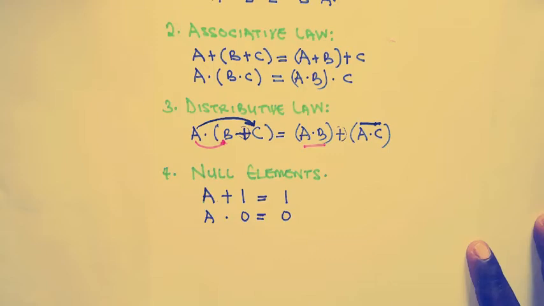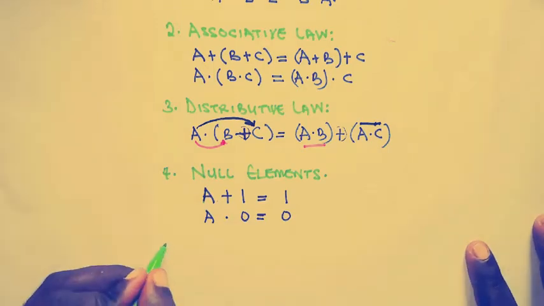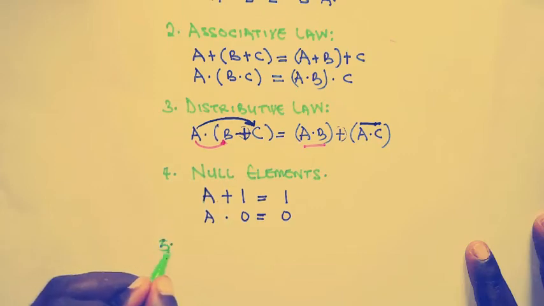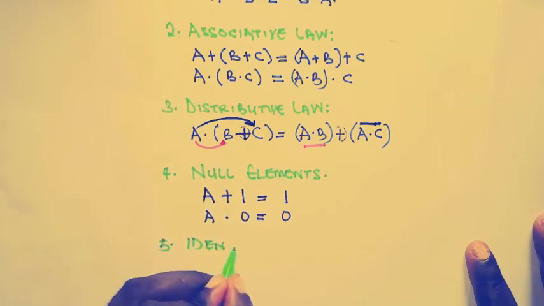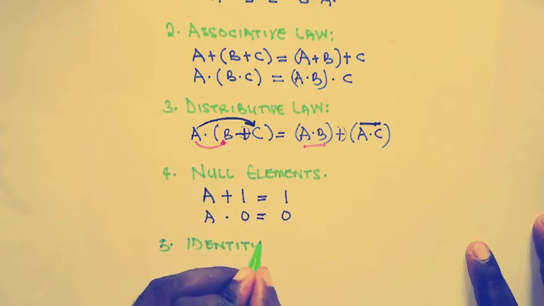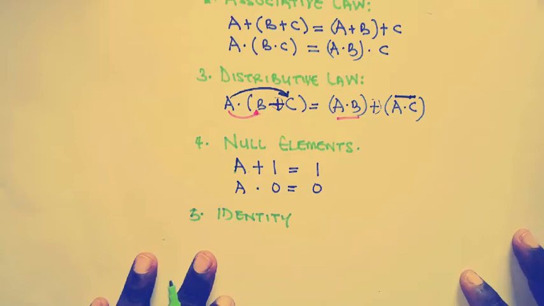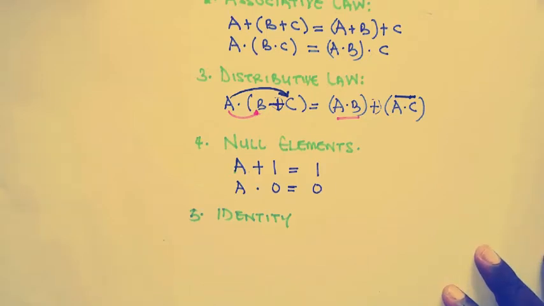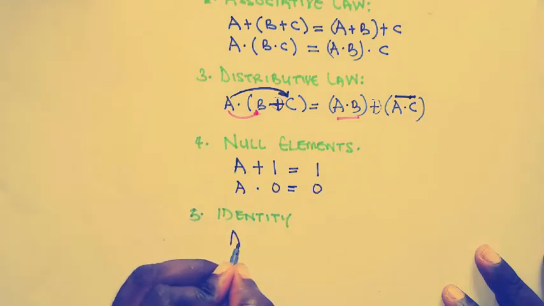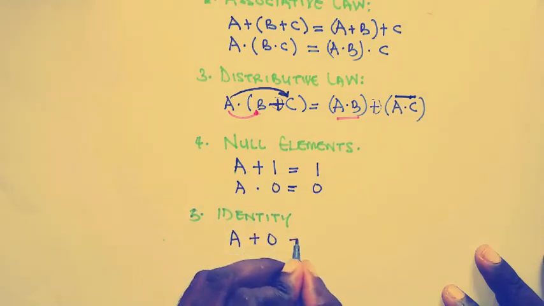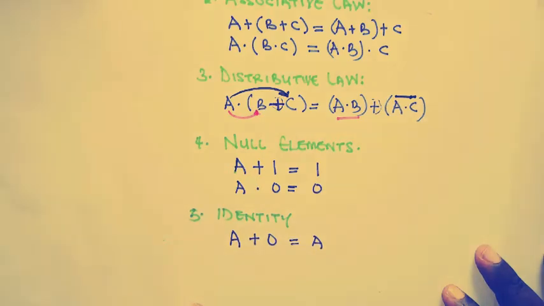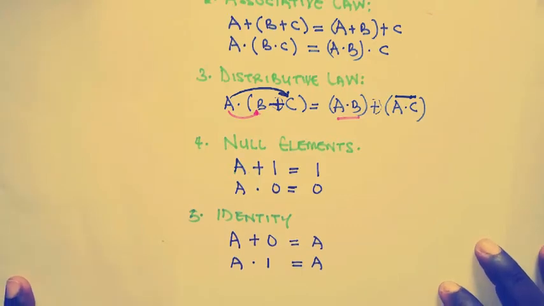That is null element. Then we have the identity element, or the identity law. Number 5, identity. This says that we could have an element A, so that when we add it to 0, it still gives us A. In the same way, we can multiply the same A by 1, and then it still gives us the same A. We call this the identity element.